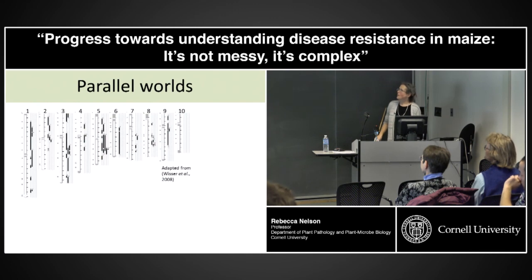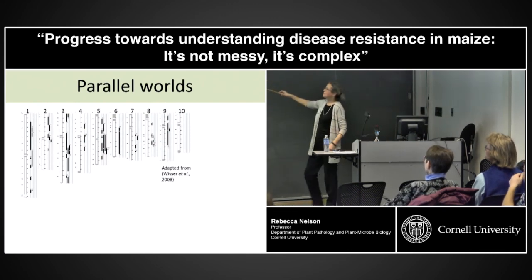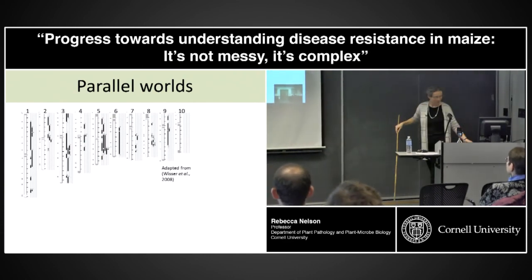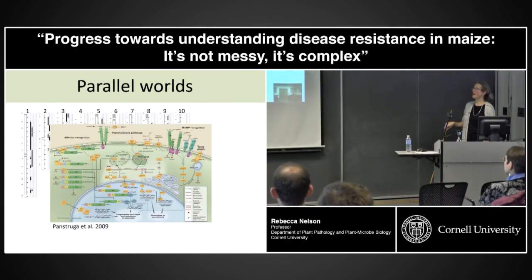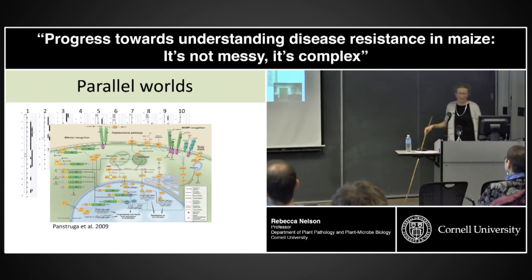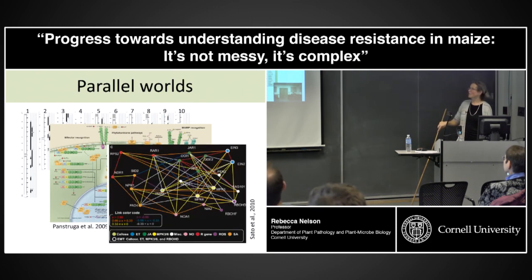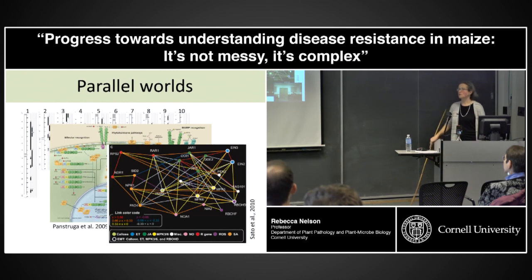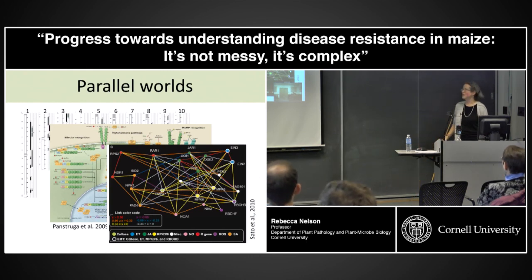So just to wrap up, we started out with some understanding of the complexity at the genetic level of this trait. We're starting to figure out how some of the plant defense genes map onto the QTL map, and we're really looking forward to better understanding through gene network analysis. Our current NSF collaboration will allow us to dig into that issue.